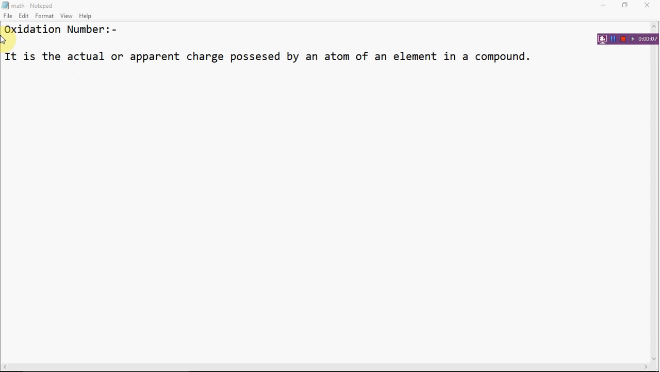Oxidation number is the actual or apparent charge possessed by an atom of an element in a compound. Well, I'm just reading that out. The meaning is that let's take a compound and split the compound into its constituents without actually breaking the bond. So the charge possessed by each of the atoms of the compound is the oxidation state of that compound.